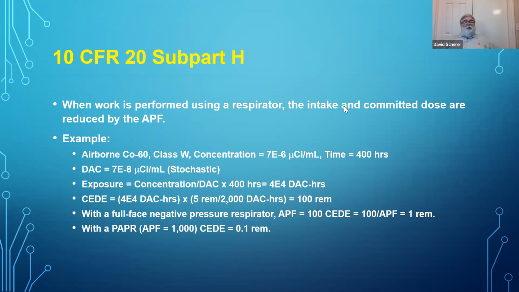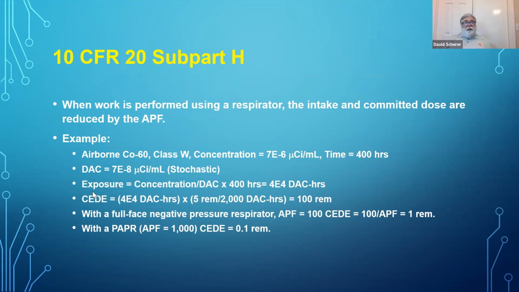When work is performed using a respirator, the intake and committed dose from that exposure is reduced by whatever that APF is. So I'm doing an example here. Suppose you're working in an area that has airborne cobalt-60, class W. The concentration in the area is 7 times 10 to the minus 6 microcuries per ml. And in the year, they worked in that area for 400 hours. The DAC, I looked it up, is 7 times 10 to the minus 8 microcuries per ml, and that's a stochastic dose. So it's based on a 5 rem effective dose equivalent.